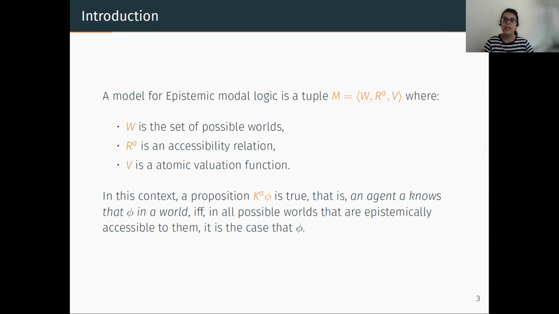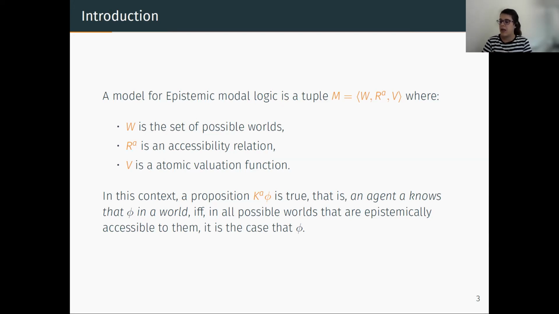Normally a model for epistemic modal logic is a tuple of a set of possible worlds, an accessibility relation based on agents, and an atomic valuation function. In this context, the proposition that agent A knows phi is true in a world if in all possible worlds that are epistemically accessible to them, it is the case that phi.